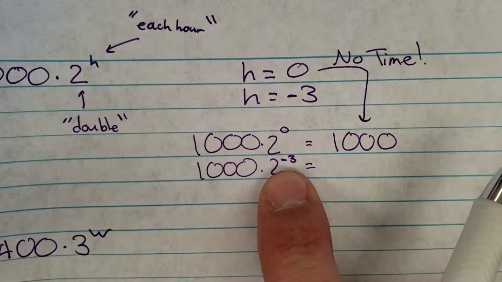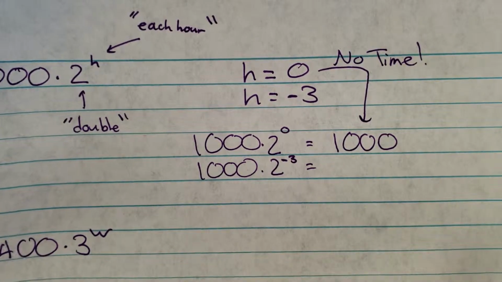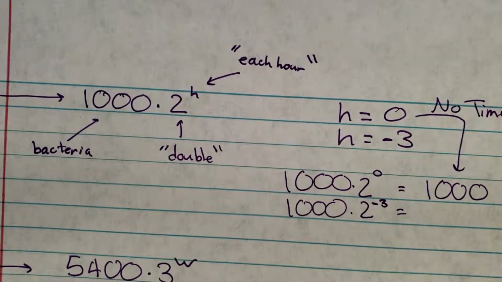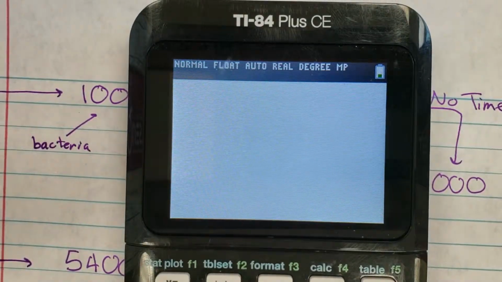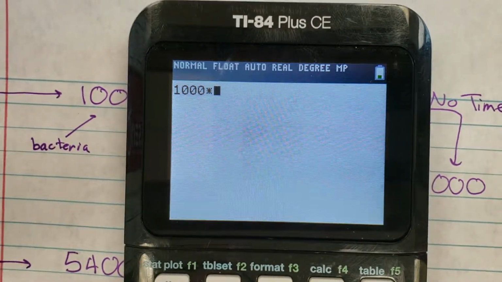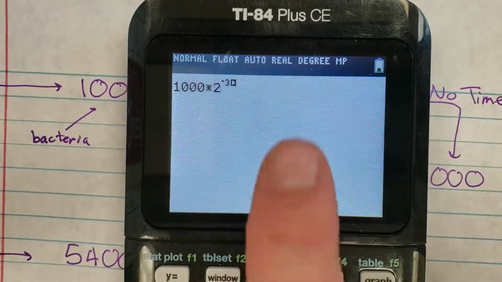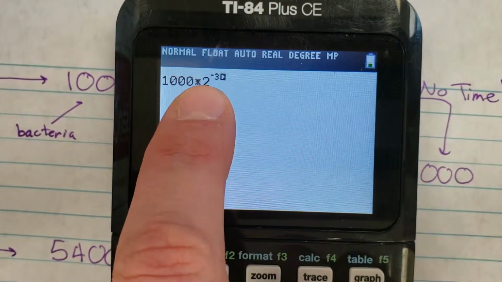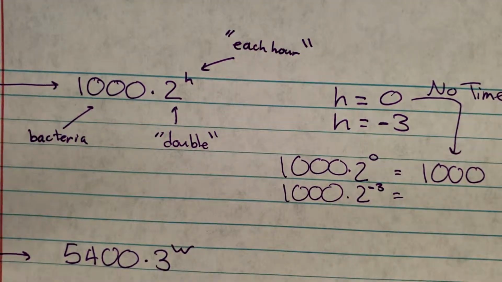Now this -3, you're probably confused for a second. Okay, like we're talking about hours. I'm confused by that. So I'm going to go ahead and punch it in my calculator. 1,000 times 2 to the power of -3. That's what it looks like in my calculator. You might have to use brackets to make sure that -3 gets in there. I see what you got. Whoa, 125. I thought these bacteria were doubling.